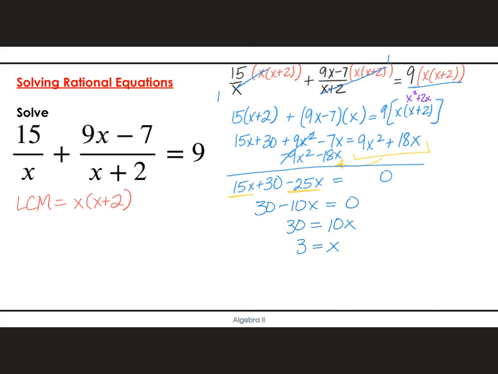Let's check our work. So we have 15 over 3 plus 9 times 3 minus 7 over 3 plus 2, and we hope that is 9. So 15 over 3 we know is 5. 9 times 3 is 27. So 27 minus 7 is going to give me 20 over 5, which is 4. And that does, in fact, equal 9. So everything is good.